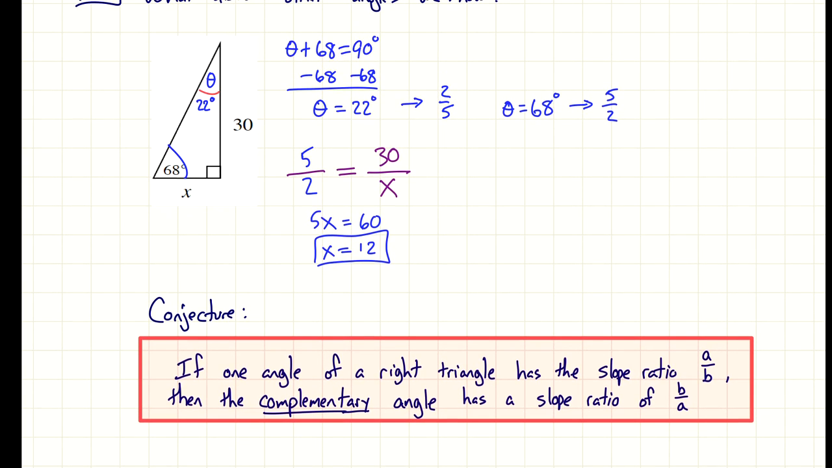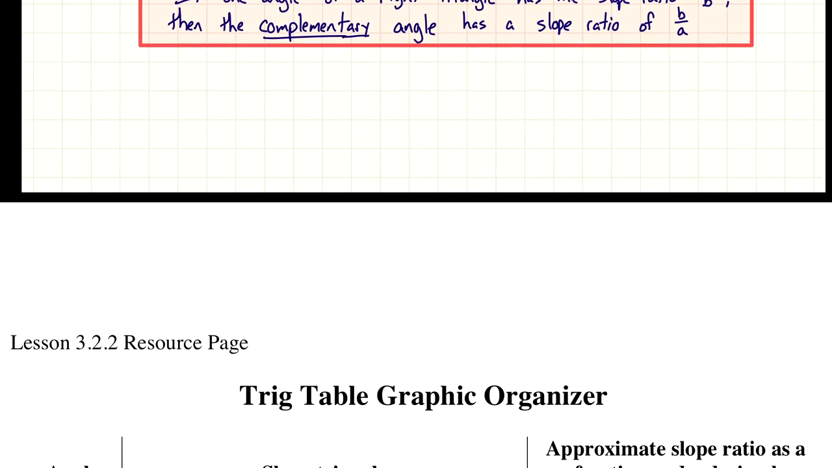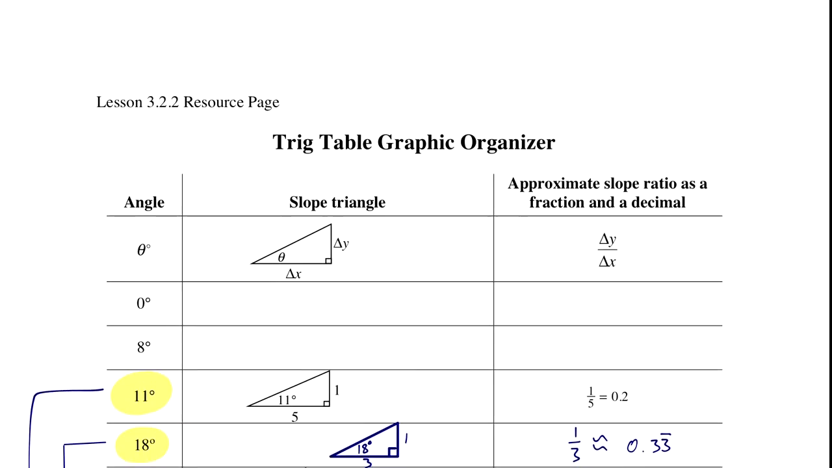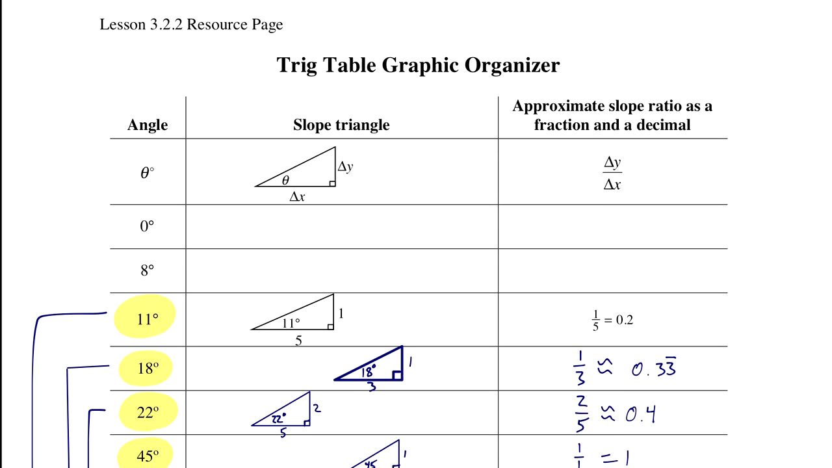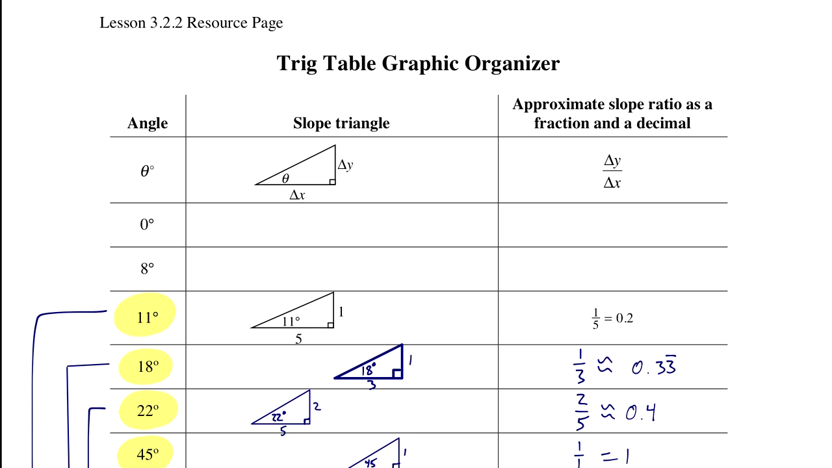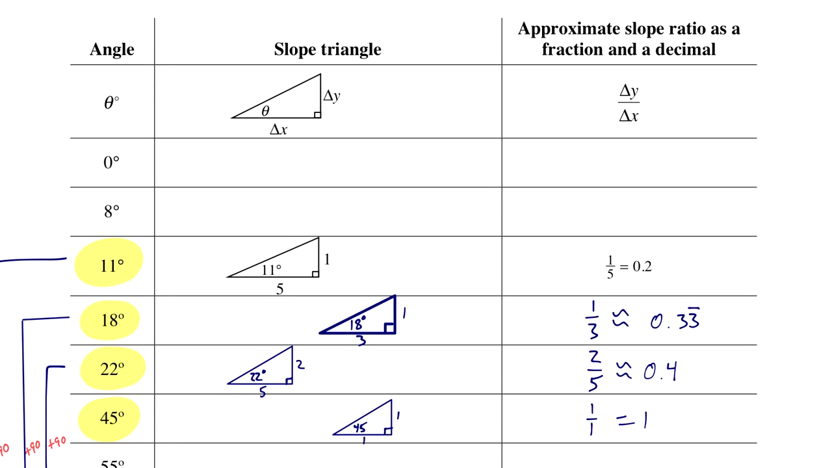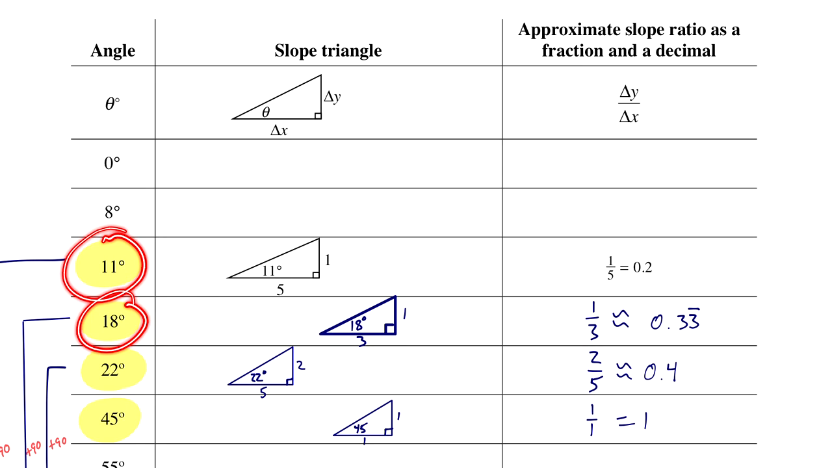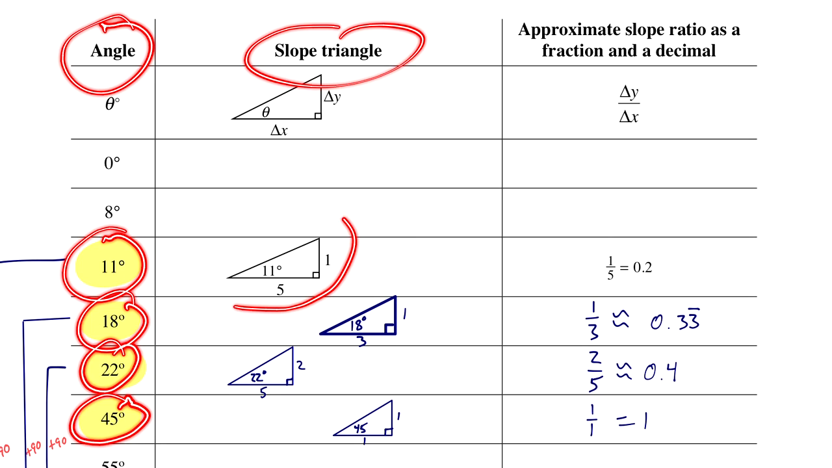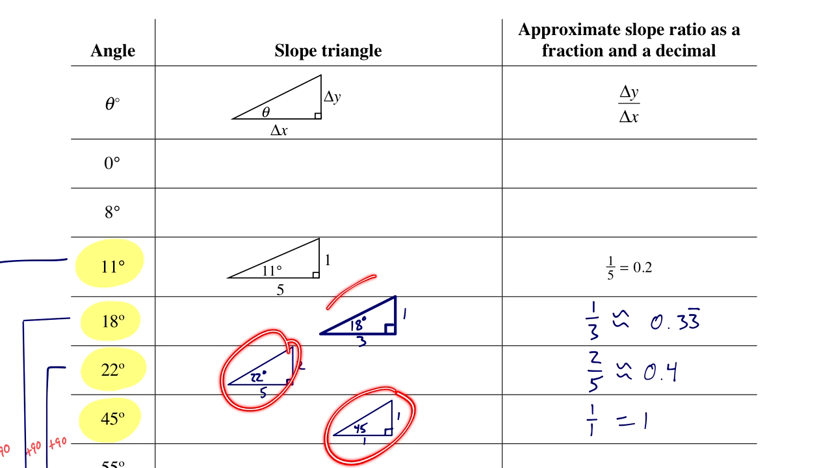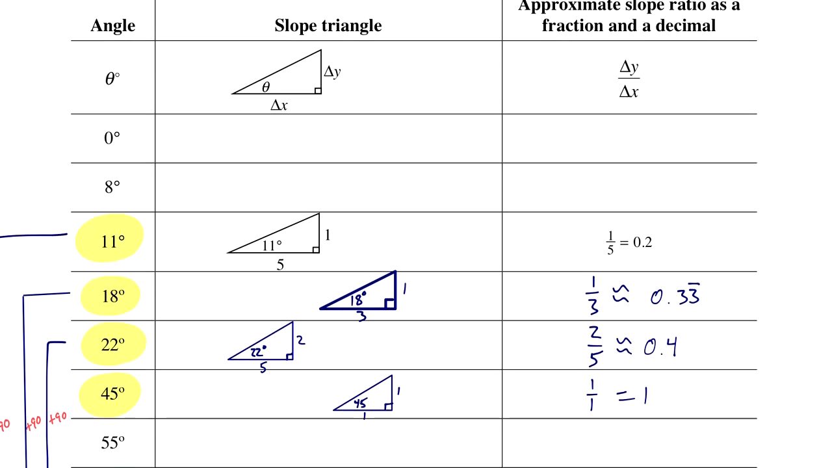Now we want to gather more information. The next part is actually a resource page. Usually you hand this out, and you will have some time to copy this down in a couple of lessons. What we've done is organize all the information we have. I've highlighted the ones that we do know: 11 degrees, 18 degrees, 22, 45. These are all the angles we talked about. The slope triangles are just redrawn pictures of what we've seen. The right column is the slope ratio. So we have the slope angle and the slope ratio. This is the same information we had before, organized into one sheet so you can have it in one place.